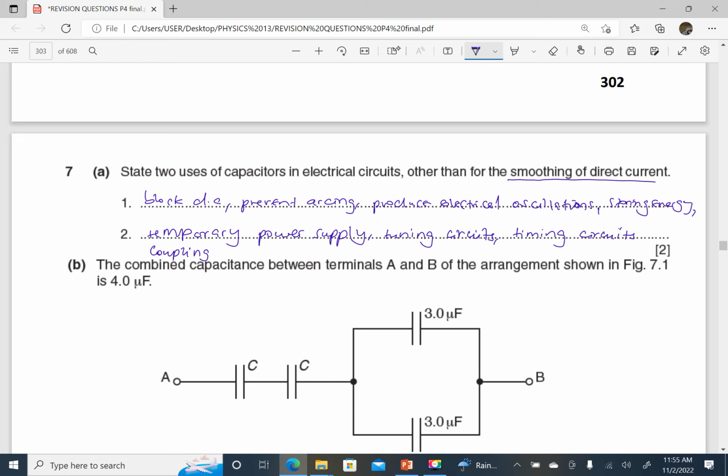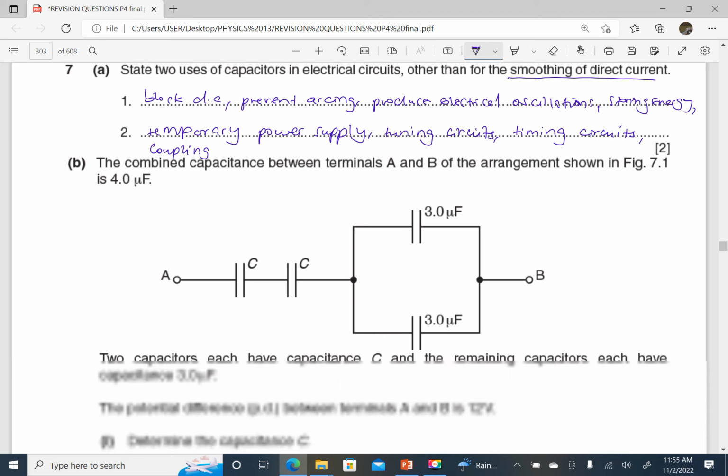There are so many. Blocking DC, preventing sparking, that is preventing production of sparks, or preventing surge, they prevent surge, produce electrical oscillations, storing energy, temporary power supply, tuning circuits of radios and TVs, timing circuits to produce delays. There is what we call coupling, that is linking one circuit to another. Those are uses of capacitors.